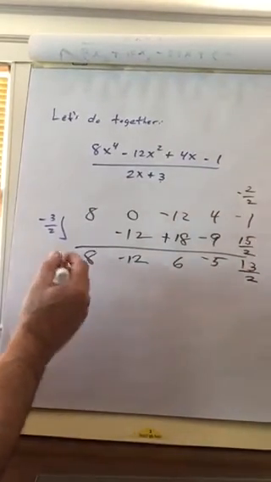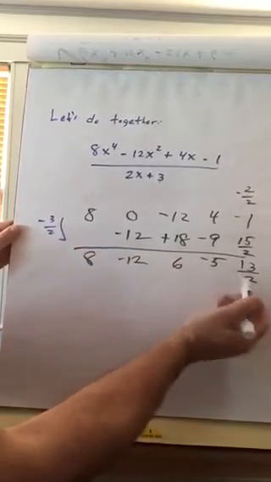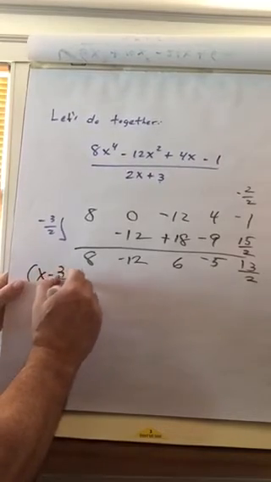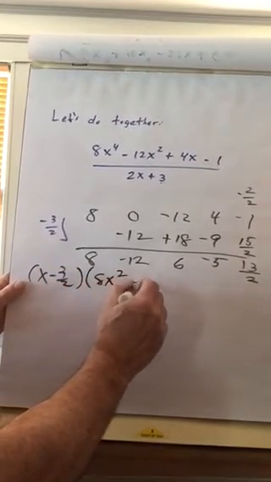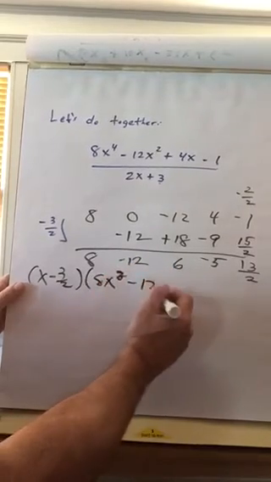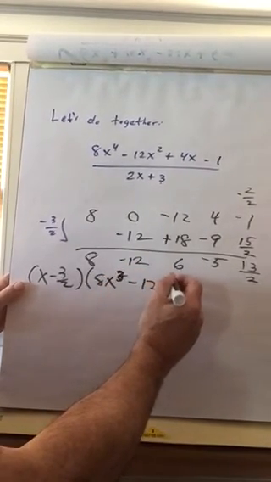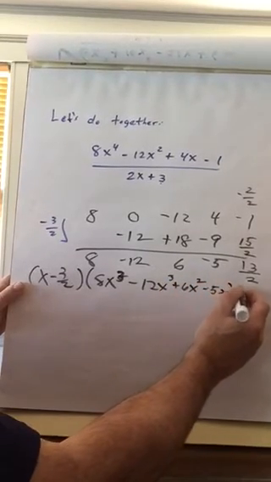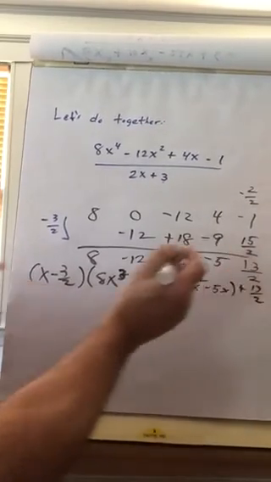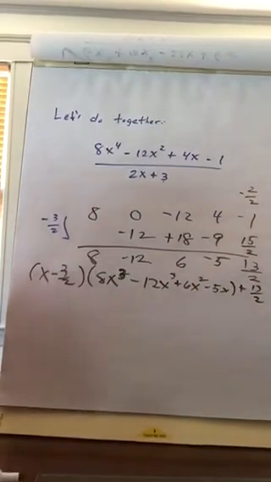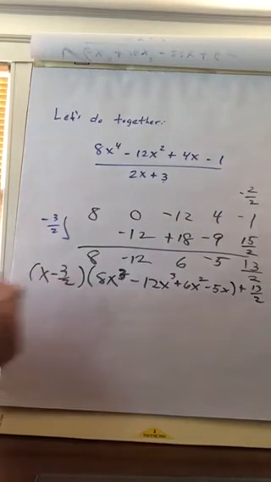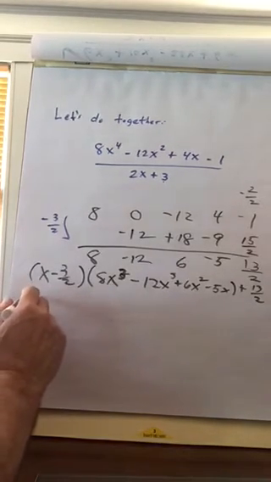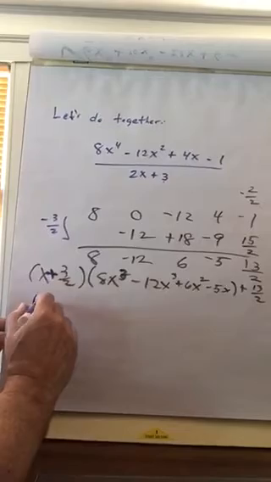So we just showed that x minus 3 over 2 times all this equals the original polynomial. That if we do that out, we'll get the original polynomial. Well, that's really not what they asked. They didn't want x minus 3 over 2. So we're going to turn that into a 2x plus 3.